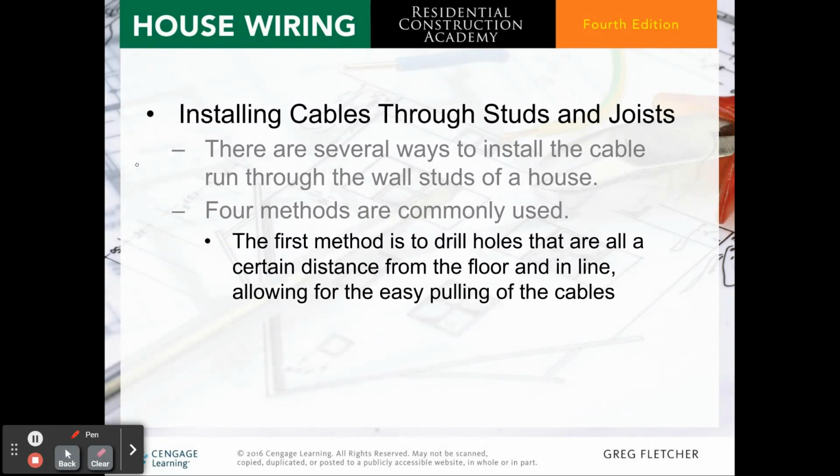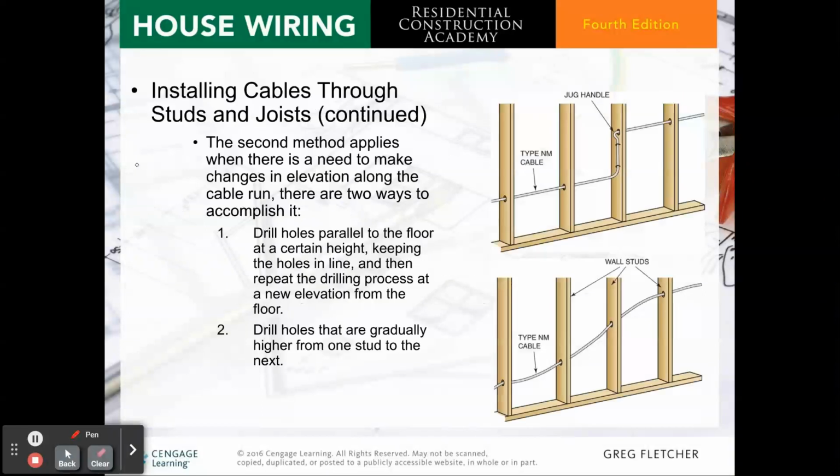When installing cables through studs and joists, there are several ways to install the cable run through the wall studs of a house. Four methods are commonly used. The first method is to drill holes that are all a certain distance from the floor and in line, allowing for the easy pulling of the cables. So here's an example.